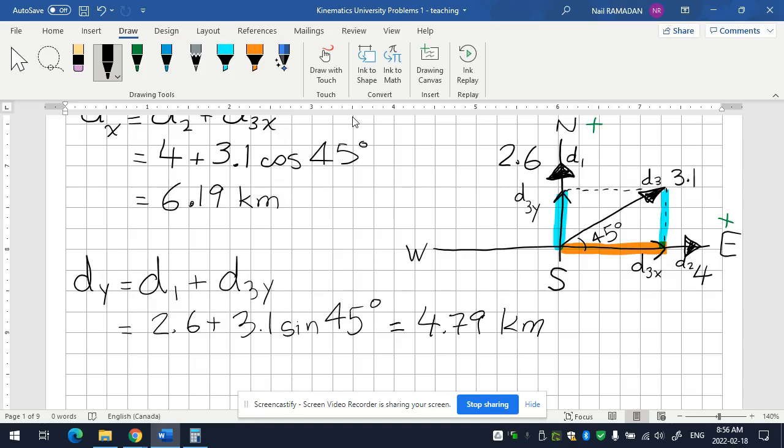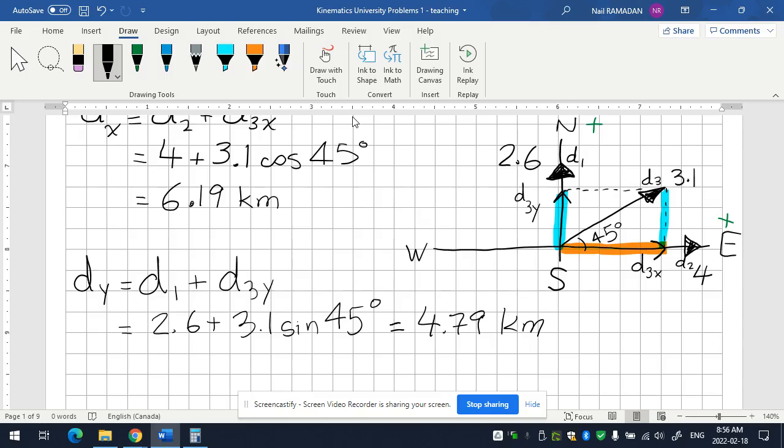Am I now done with the original diagram? What do you think? Am I now done with looking at the original diagram? Yes, I am completely done. By the way, you do not need the original diagram in any way now. Okay? Oh, by the way, did we get positive or negative answers?